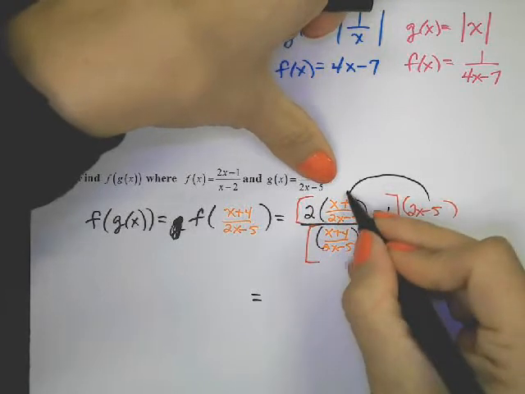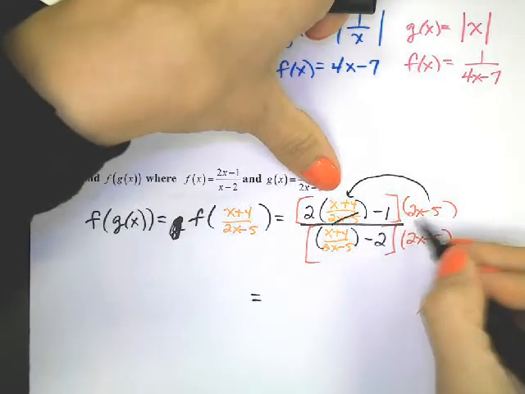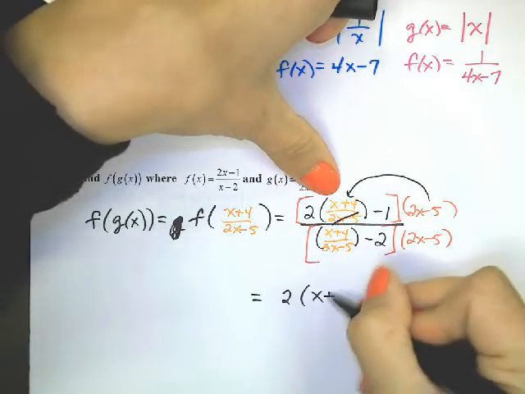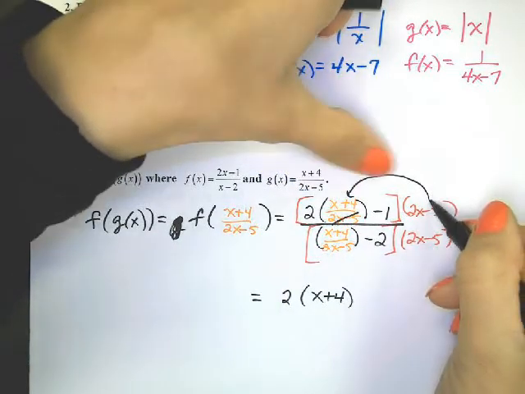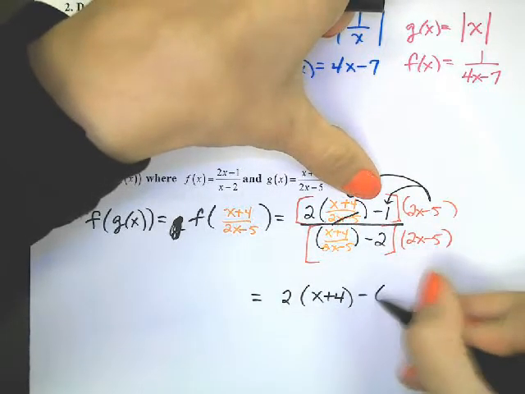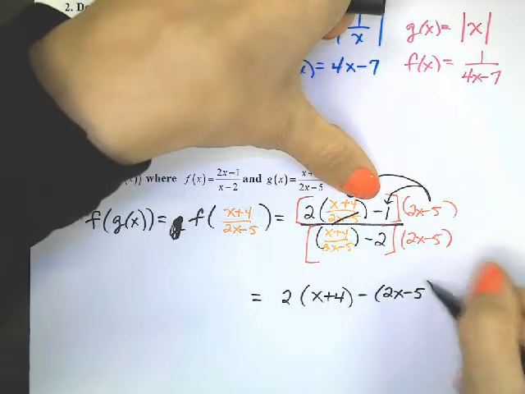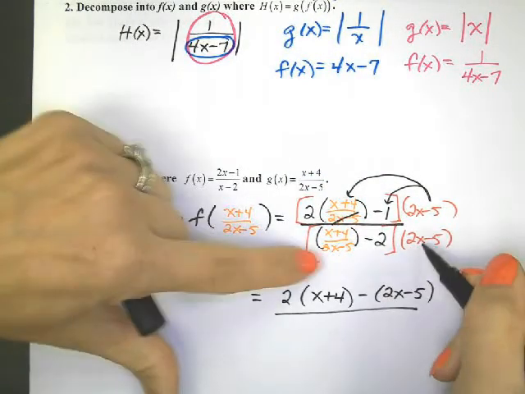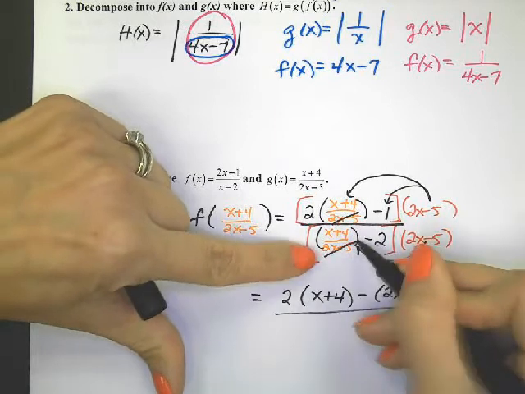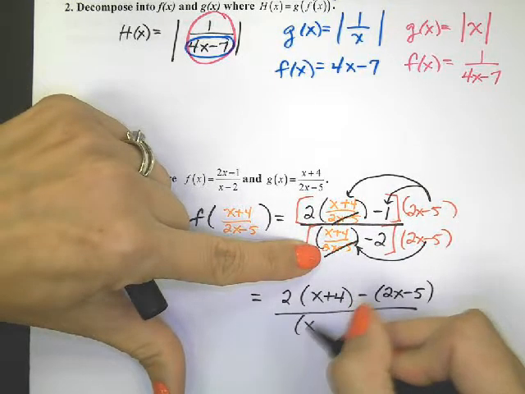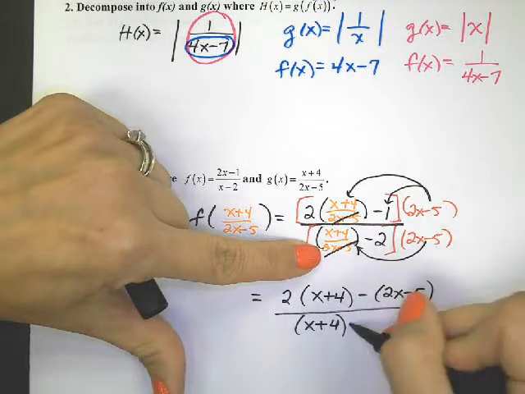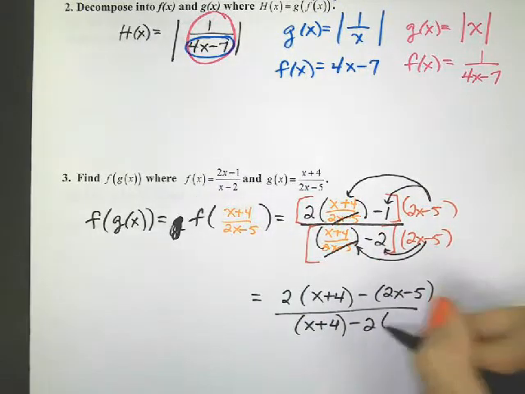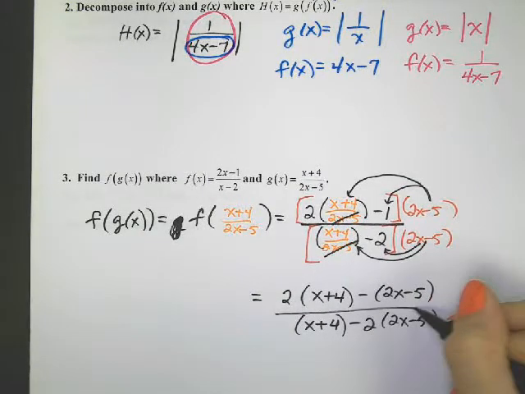So when I distribute it to this first term, the quantity cancels, and we get 2 times the quantity x plus 4. Then we're going to distribute it there and say minus the quantity 2x minus 5. Some negatives are coming up. In the denominator, we're going to distribute it to that first fraction, cancel it away, get x plus 4 minus 2 times the quantity 2x minus 5.